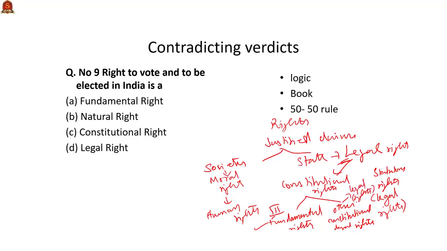So now by logic, if you say right to vote and get elected in India is a legal right, it is not a right based on statutory law. It is coming under the Constitution. If you say legal right only, it means the right is based only on the law, but it is based on the constitutional provisions. Articles 325, 326 will come. So you can go for constitutional right as the correct answer.